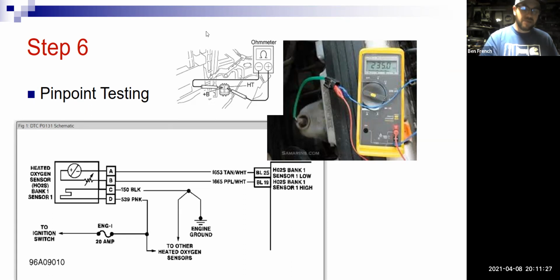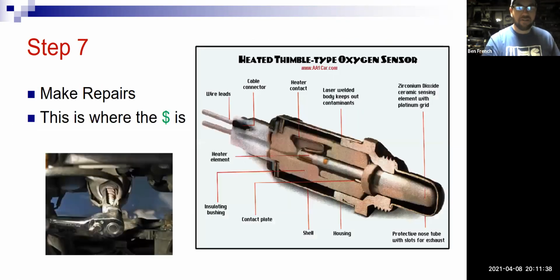So I pinpointed it. Yes, I have a defective oxygen sensor, bank 1, sensor 1. From there, I can make the repair, right? Change out that O2 sensor. Keep in mind that they make special O2 sensor sockets. They have a cut in the side so you can get the wires in and out without damage.